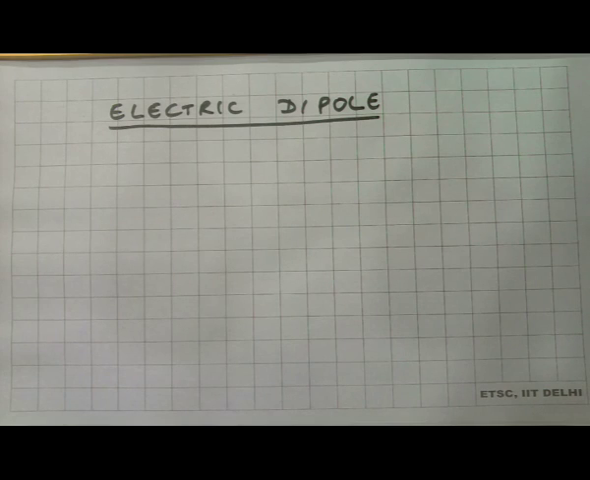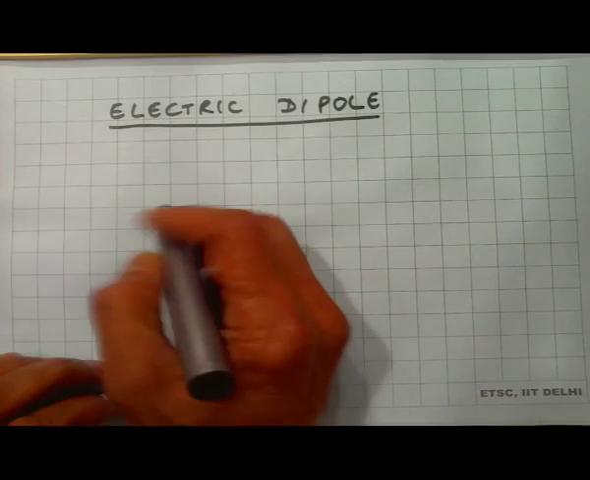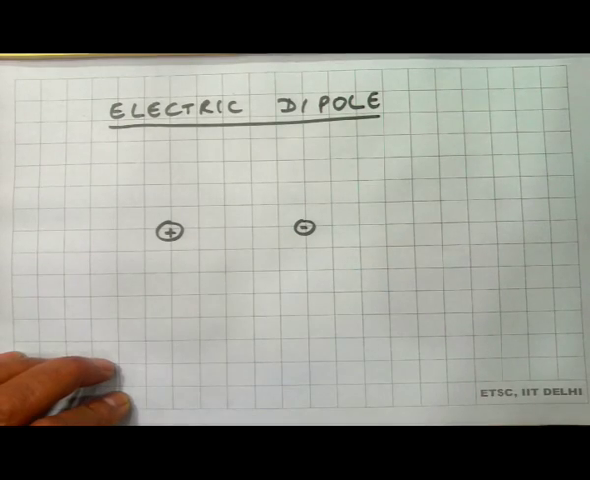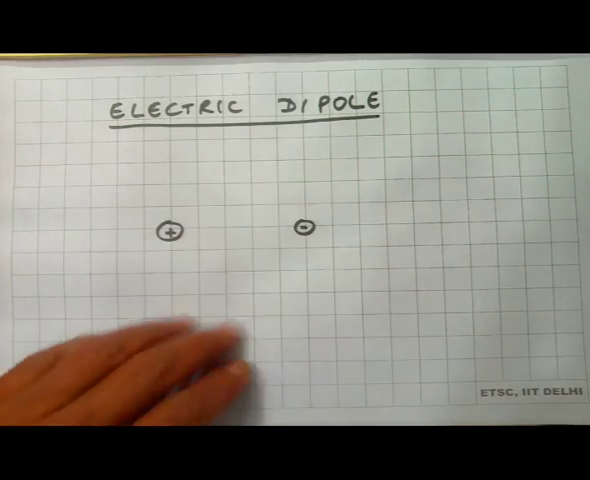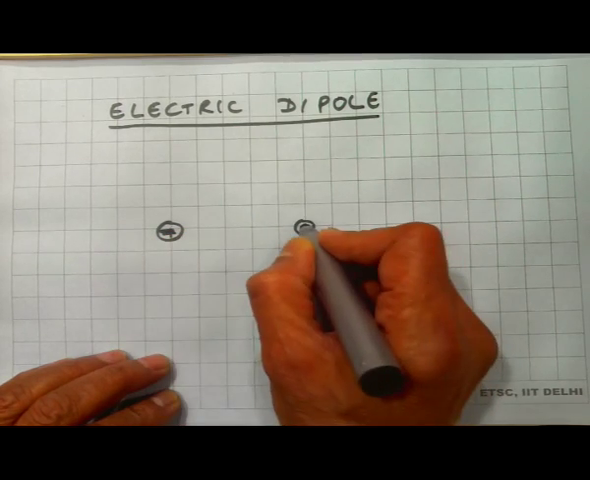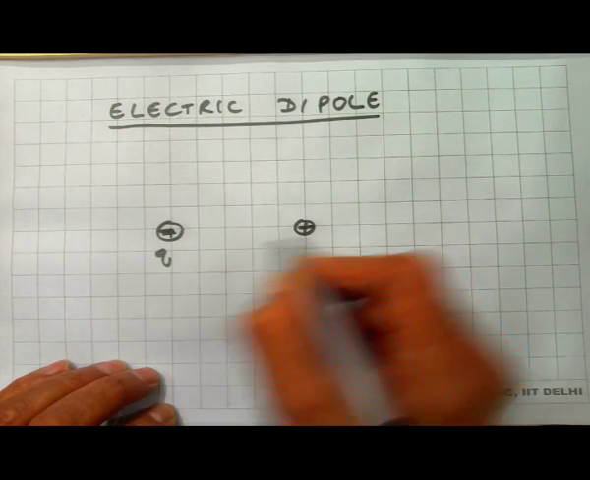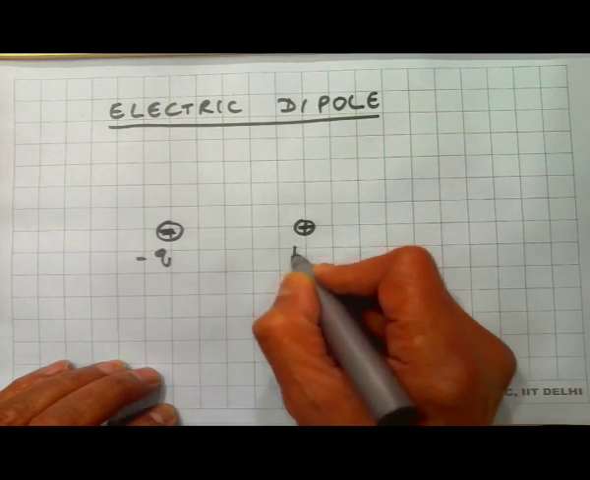An electric dipole is a pair of charges which I drew earlier, a positive and a negative charge. Let me draw it the other way around. So, this is negative, this is positive. Okay. So, same charges q and q. So, minus q and plus q.